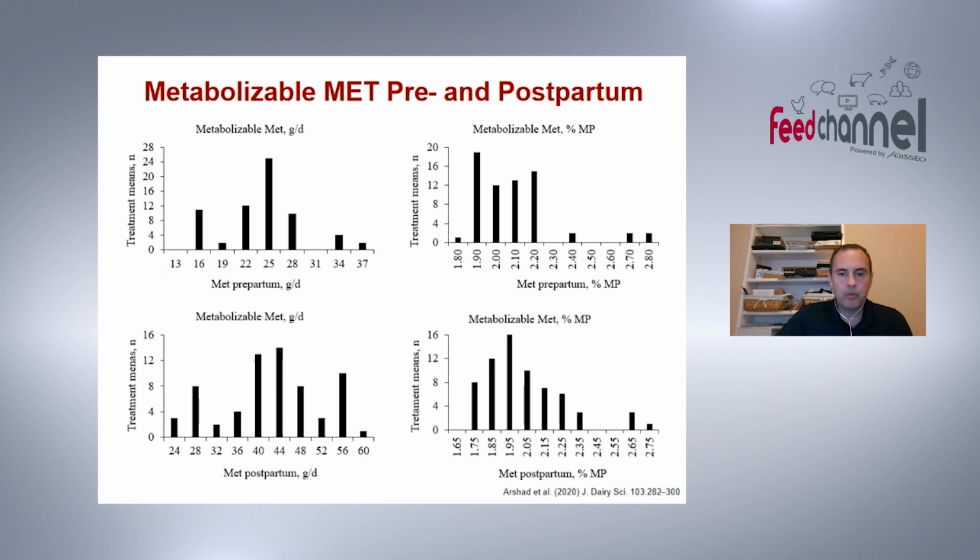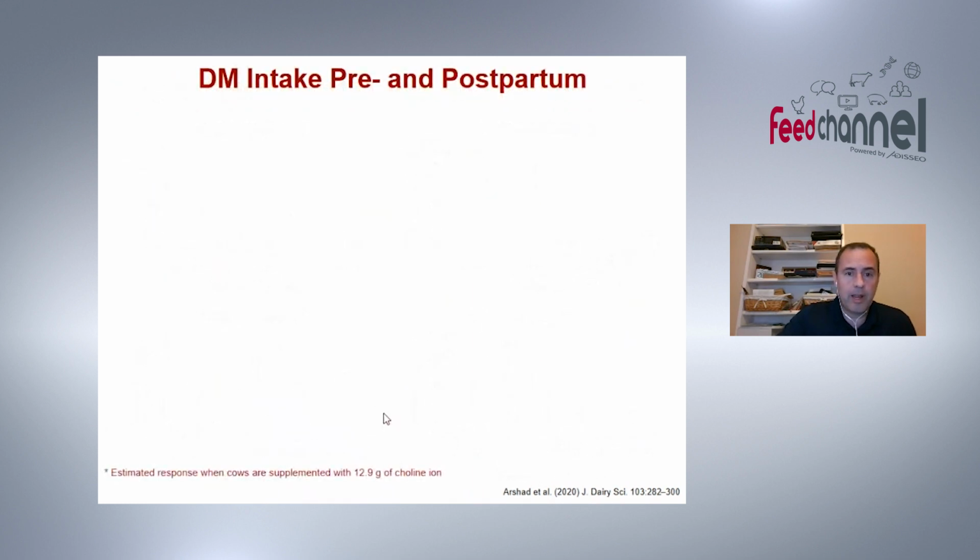If we look at the postpartum diets, we see larger quantities because these cows were eating more dry matter. But if you look at the ratio of metabolized methionine to the metabolizable protein of the diet, it follows somewhat of a similar pattern, with a few experiments in which postpartum diets were supplemented with a substantial amount of rumen-protected methionine. So let's just look at what happened to intake.